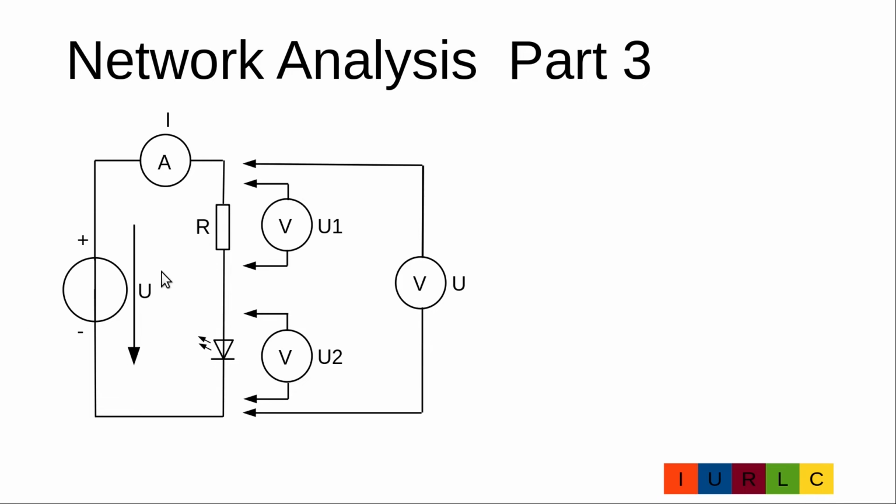Finally, we want to do some measurements on a real setup. We have a constant voltage source U, we measure the current I, we have our 1 kilo ohm pre-resistance, we have the LED, and we measure the voltage U2 on the LED, the voltage U1 on the resistance, and the voltage on the complete chain U.